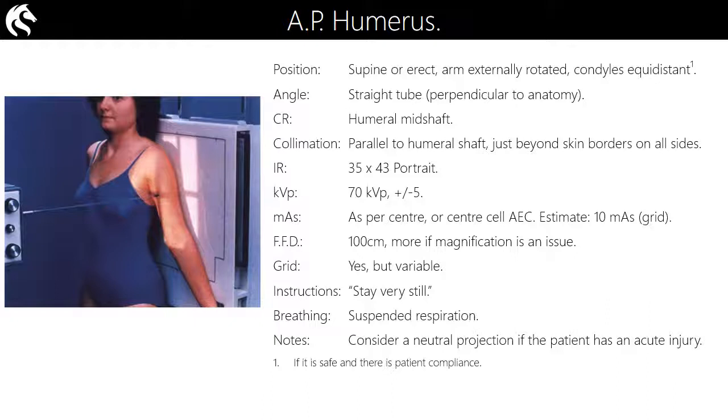Now the image receptor I've written down here is 35 by 43 portrait, and that's true. That assumes that the patient's arm is, as you can see in that image in front of you there, a reasonably vertical diagonal. If the patient's arm had been abducted more, then it might be more appropriate to do a 35 by 43 landscape image receptor. It really does depend on patient compliance. Generally speaking, the arm's going to be a reasonably vertical structure, so 35 by 43 portrait, use the entire length of the diagonal of the 35 by 43, and you should be able to get it on for the majority of people.